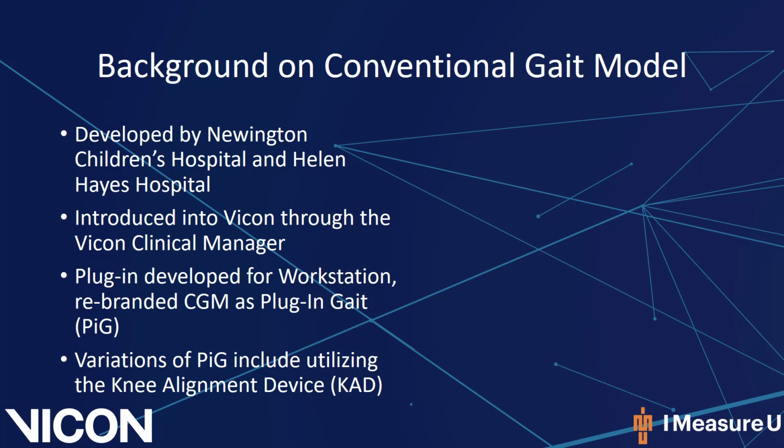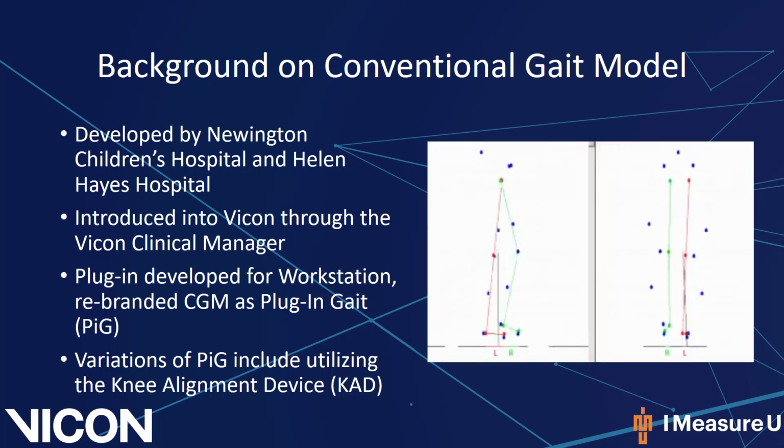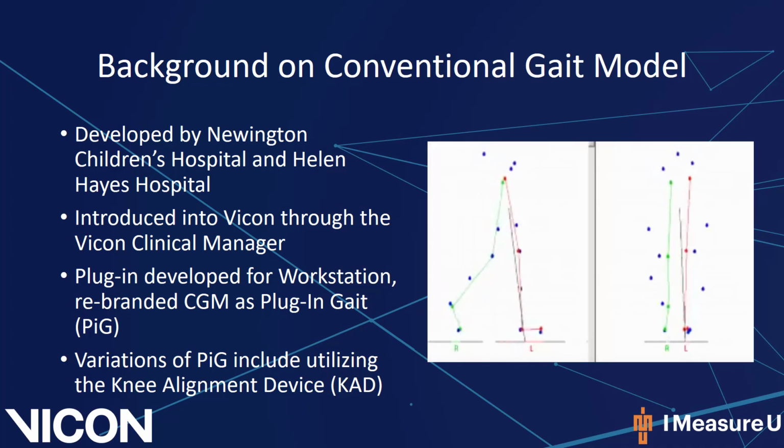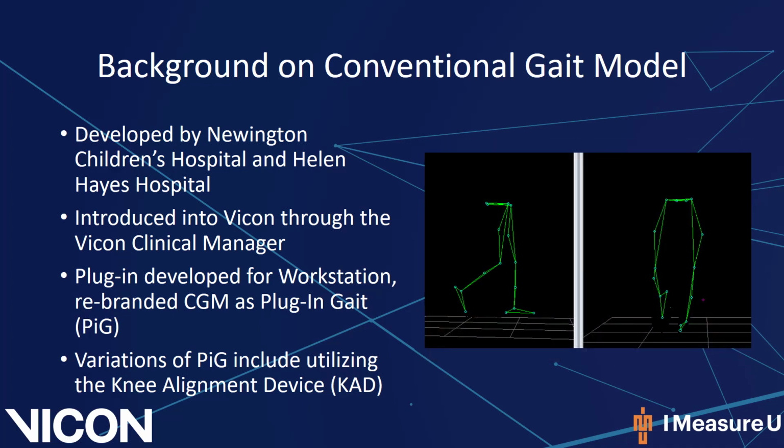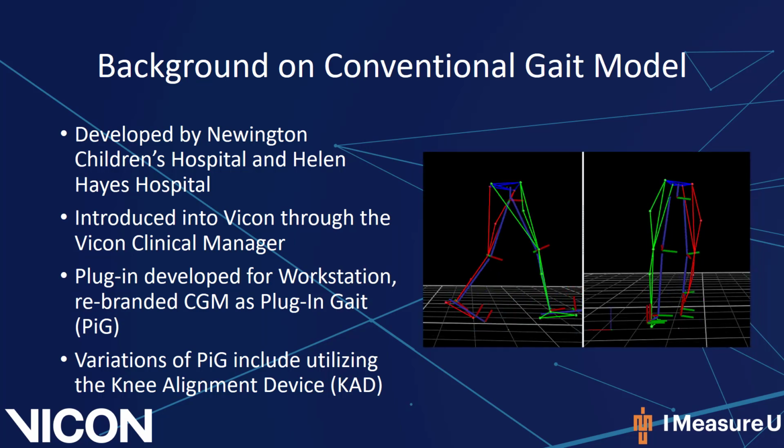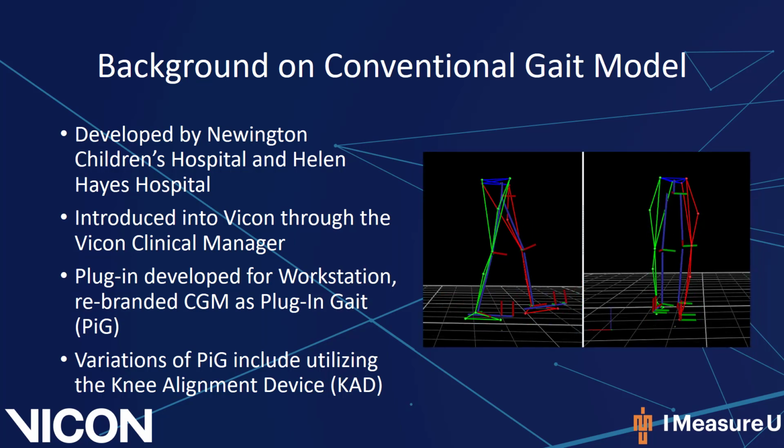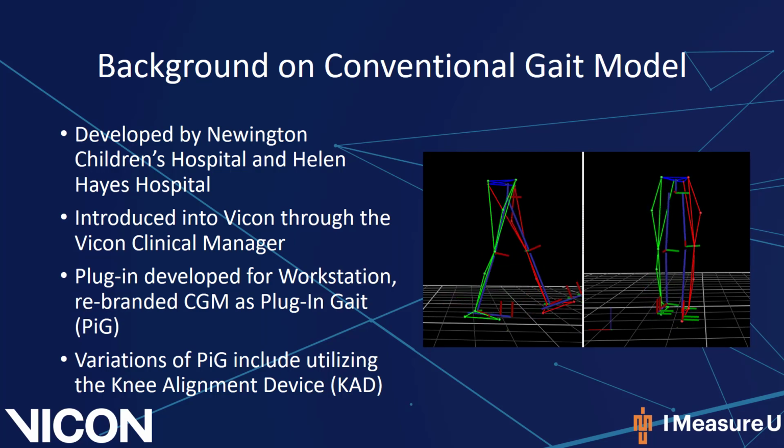The conventional Gait model, or CGM, is a generic name for a family of biomechanical models which were primarily developed by the Newington Children's Hospital and the Helen Hayes Hospital. This model was first introduced into Vicon products through the Vicon Clinical Manager. Vicon later developed a plugin for Workstation allowing for the utilization and processing of the CGM and rebranded it as Plugin Gait. For the most part, the CGM and Plugin Gait are pretty much the same, except that Plugin Gait allows users to implement different filtering techniques.